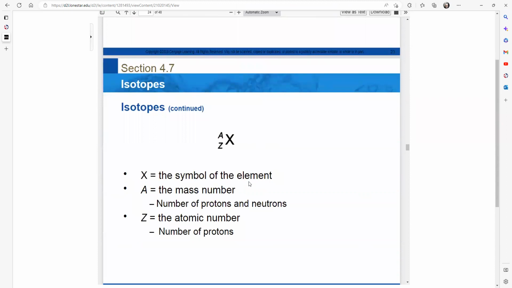In general, we represent an isotope by X, with A and Z. X is the letter or letters that represent the atom, A is the mass number, and Z is the atomic number. The atomic number is the number of protons, and the mass number is the number of protons and neutrons.